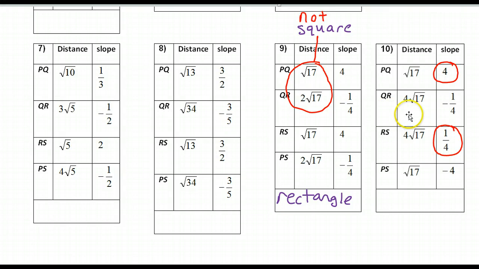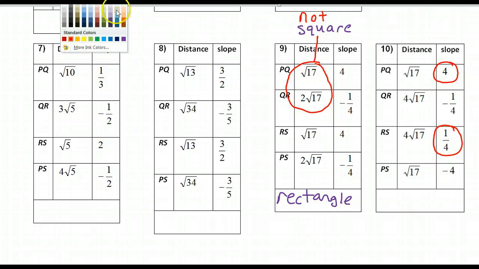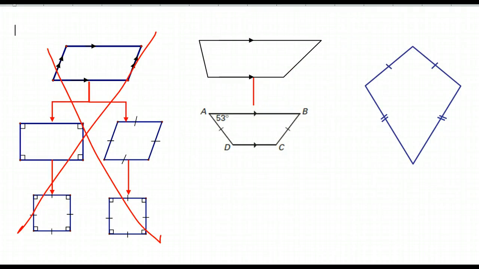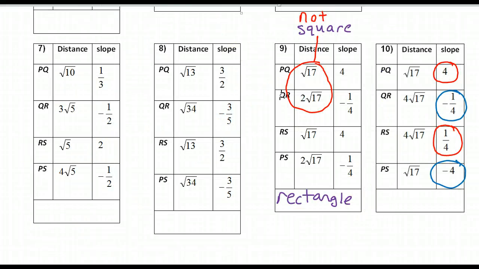Okay, so let's move on to trapezoid. This pair of opposite sides was not parallel. But what about the other pair? Because it only takes one pair of parallel sides to be a trapezoid. So if I look at the other pair of opposite sides, I've got -1/4 and -4. They're not the same either. Okay, that means it's not a trapezoid. So we can forget about trapezoids. That means the only thing that's left is a kite. So since none of the above fit, this one's going to turn out to be a kite.